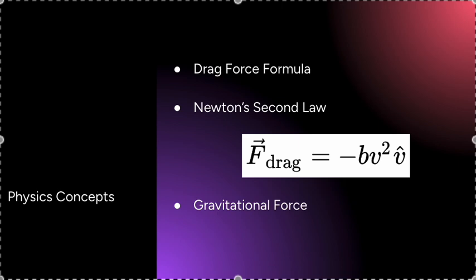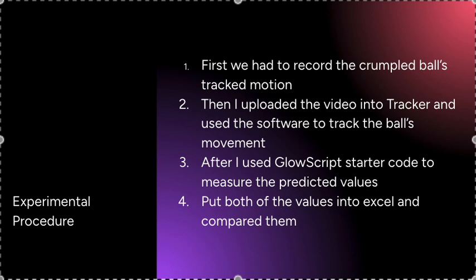F drag equals negative b times v squared times v hat. Here b is the drag coefficient. And the key thing to remember is that drag always opposes motion and its magnitude is proportional to the square of the speed.